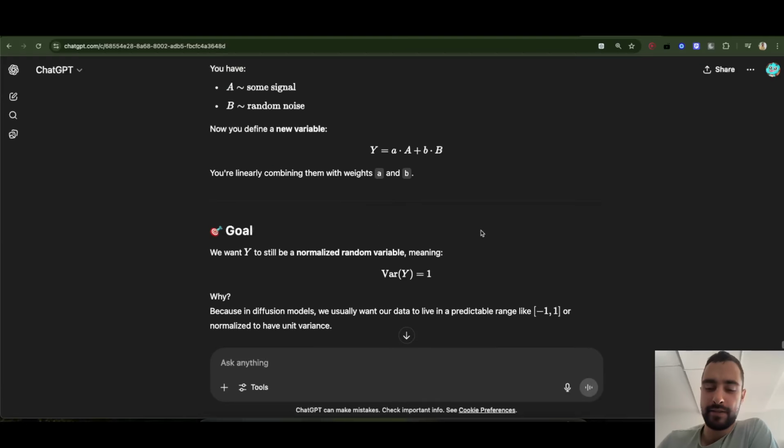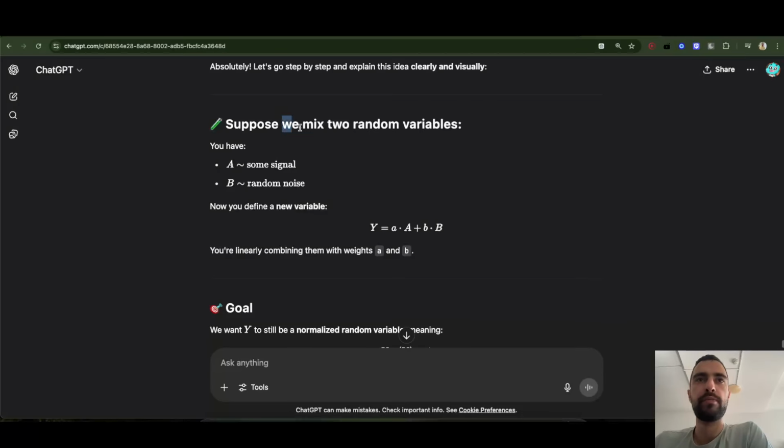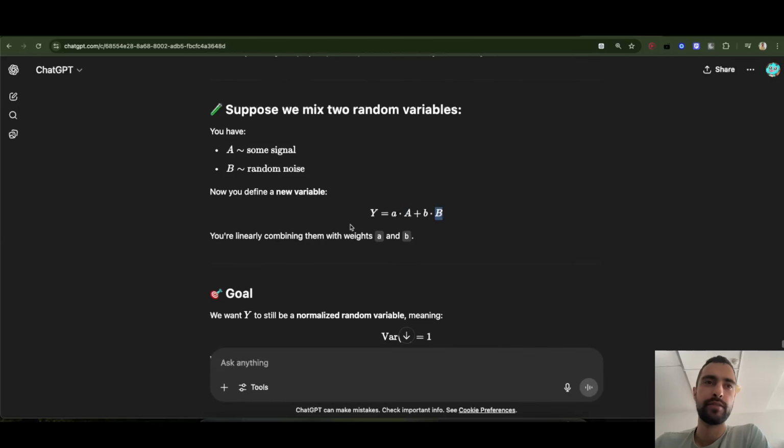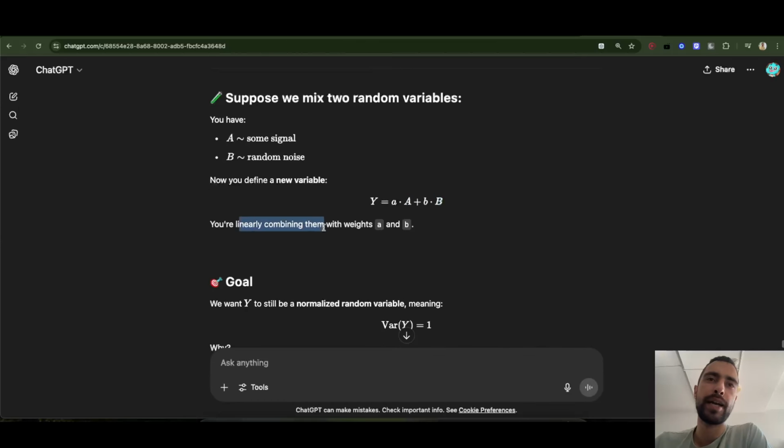So let's see. Suppose we mix 2 random variables. You have A, some signal, and B, random noise. Now you define a new variable Y, which is A times that signal plus B times that noise. You're linearly combining them with weights A and B.